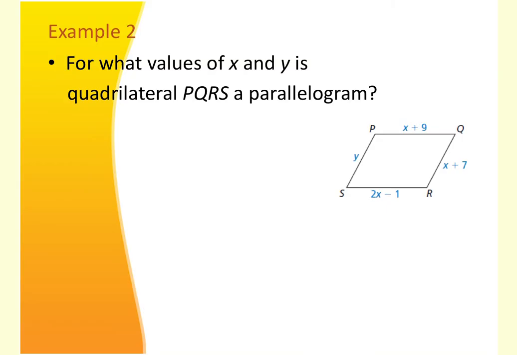All right. For what values of x and y is the quadrilateral a parallelogram? So if this was a parallelogram, what would have to be true about your opposite sides? They would be congruent. So we just reverse it. We say if these were congruent, if x plus 9 equals 2x minus 1, and then solve.